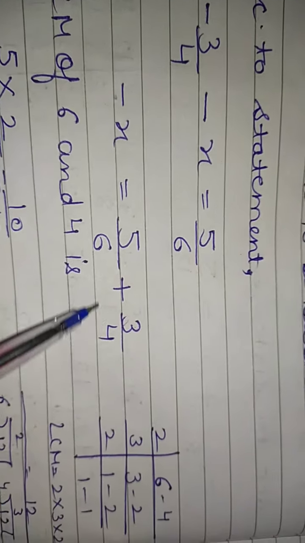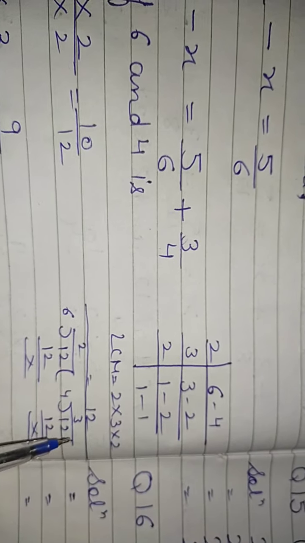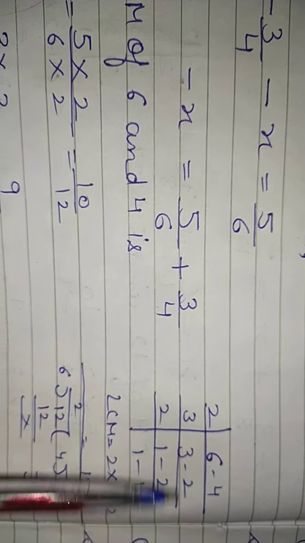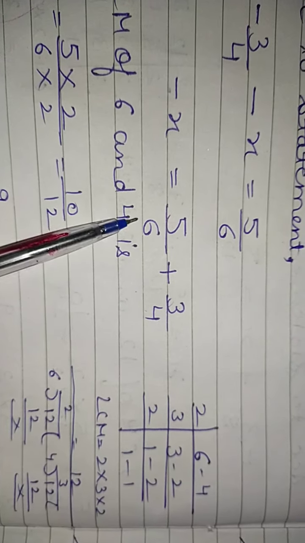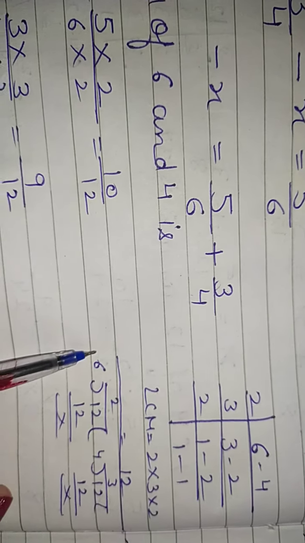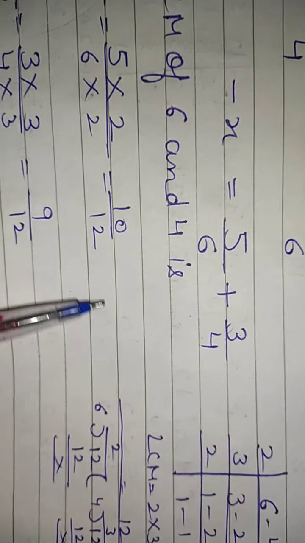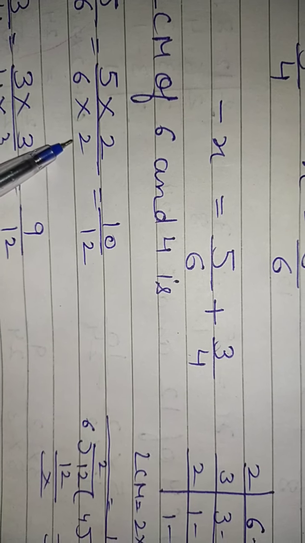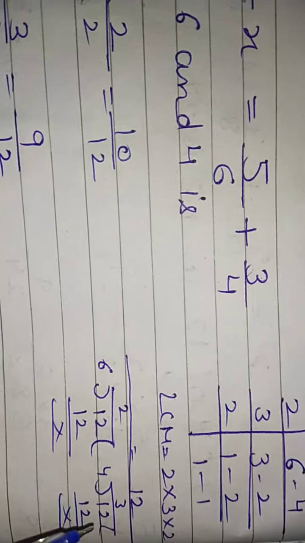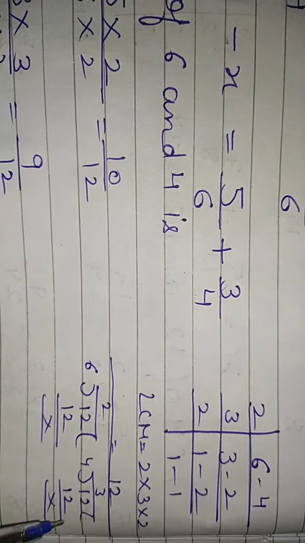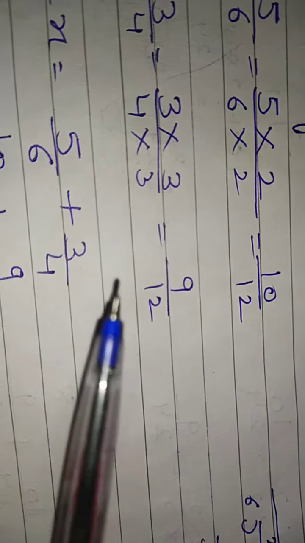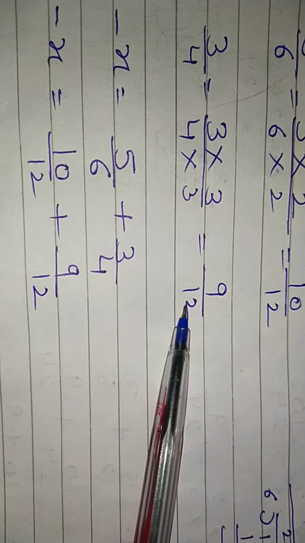Taking the LCM of 6 and 4, it is 12. We will divide the LCM 12 by the denominators 6 and 4. When we divide 12 by 6, the quotient is 2, so we will multiply both the numerator and denominator by 2 and get a new rational number. When we divide 12 by 4, we get the quotient 3, and we will multiply both the numerator and denominator by 3 and get another new rational number.